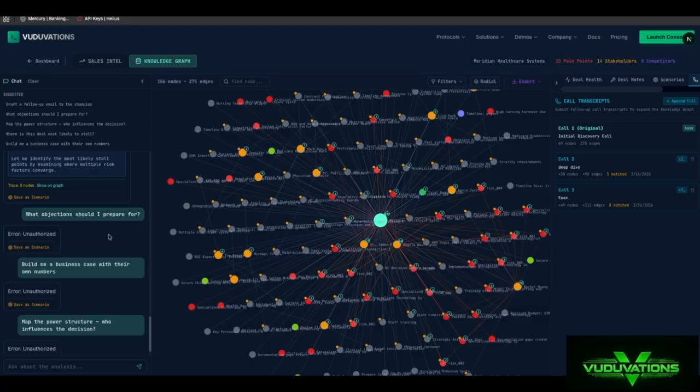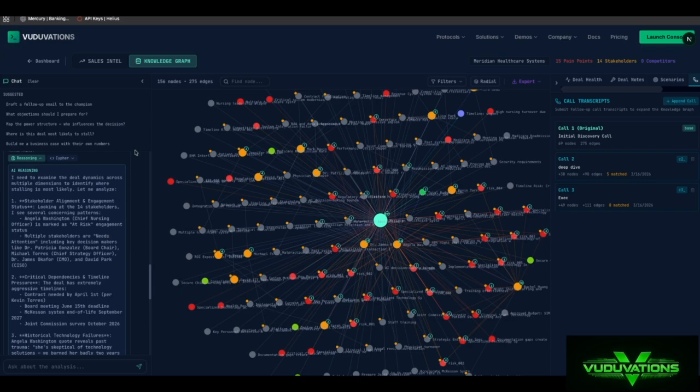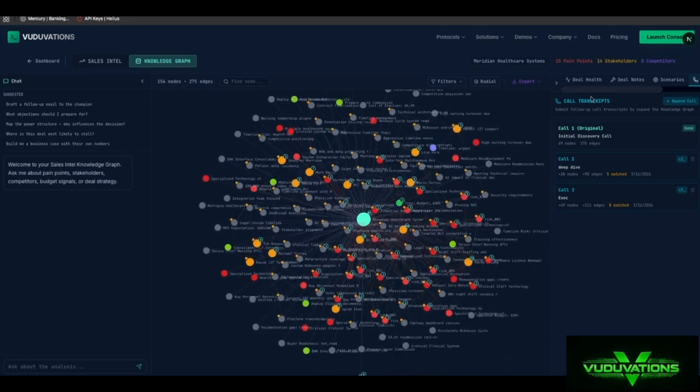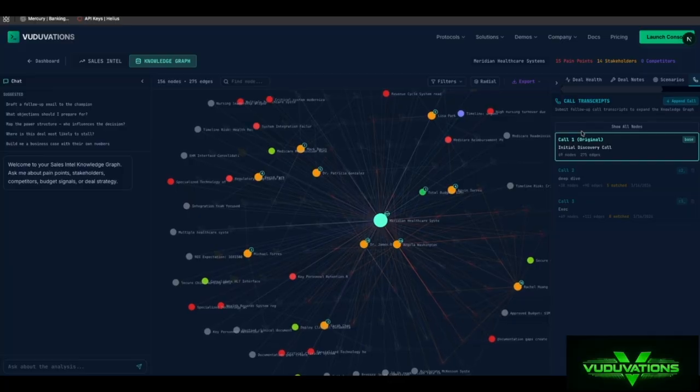Finally, we have the temporal scrubber. This UI tool filters the graph timeline. Clicking call 1 shows the initial deal state. Clicking call 2 isolates the changes and delta badges, like entirely new pain points. Clicking all calls reveals the full merged picture across all dashboard modules. It's basically a time machine for your deal, allowing you to scrub back and forth to pinpoint the exact moment the momentum shifted. Multi-call intelligence. Next, managing your deal.